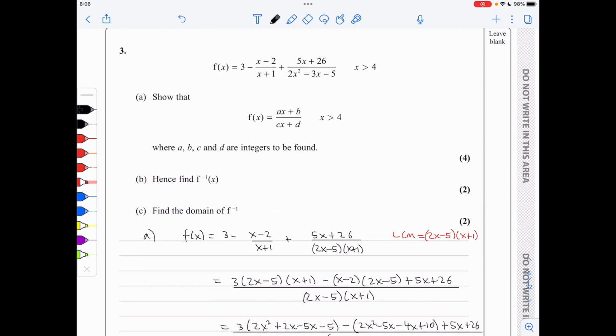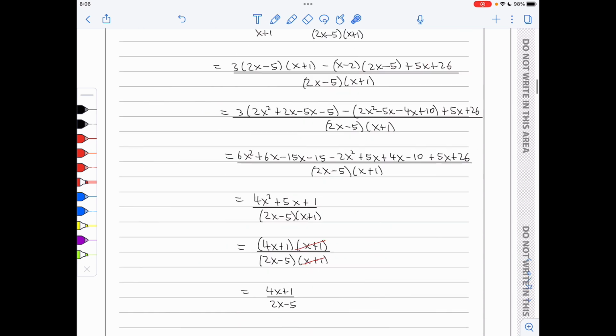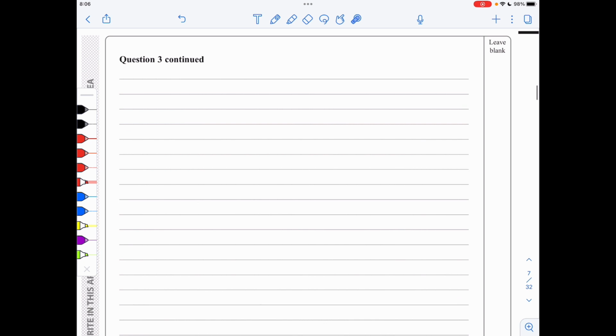Part b says, hence find f inverse of x, and then we need to find the domain of f inverse. Now, to find the inverse of any function, the first thing to do is write the function as y is equal to, so in our case it's y is 4x plus 1 over 2x minus 5. We interchange x and y, so x is 4y plus 1 over 2y minus 5.